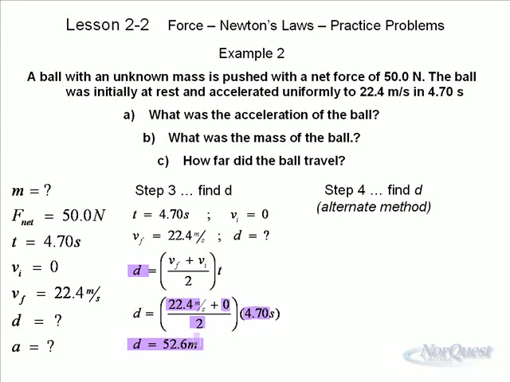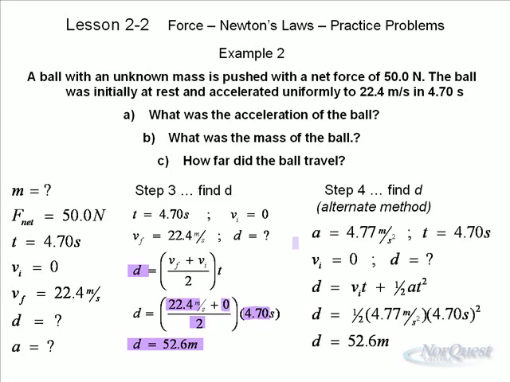Well, we could use the acceleration that we calculated in step a, which was 4.77 meters per second squared. So given that a and t and initial velocity are known, what's the displacement? Different formula, but same result. Since the initial velocity was 0, this term is 0, so d becomes 1/2 a t squared. And d is equal to 1/2 times a times t squared. And we get the same result, 52.6 meters.